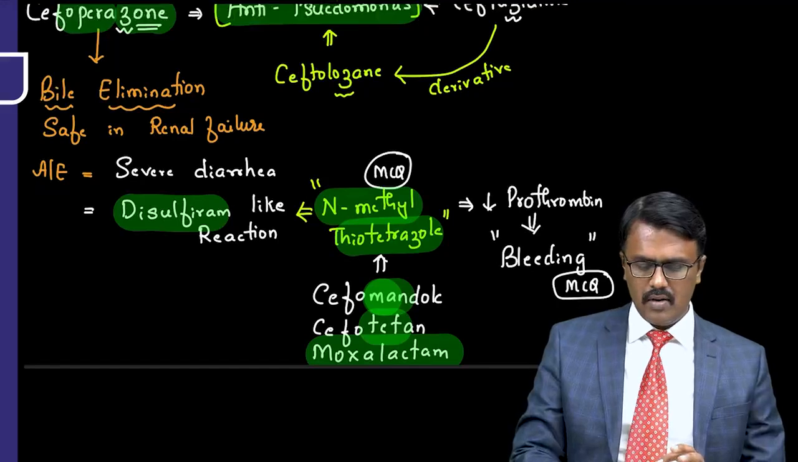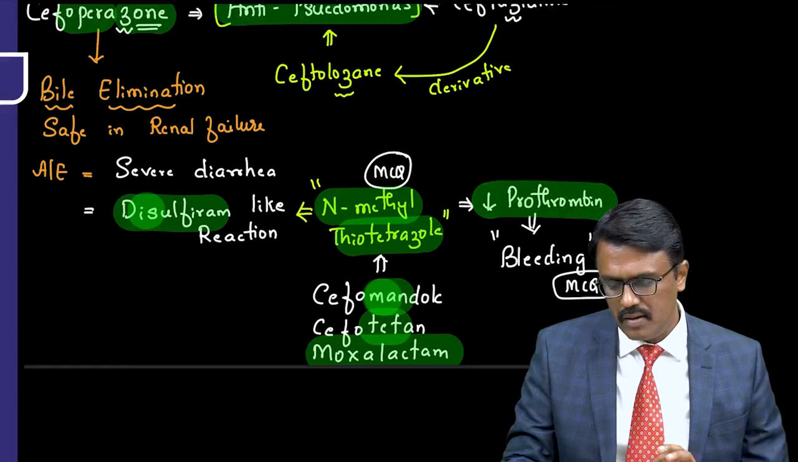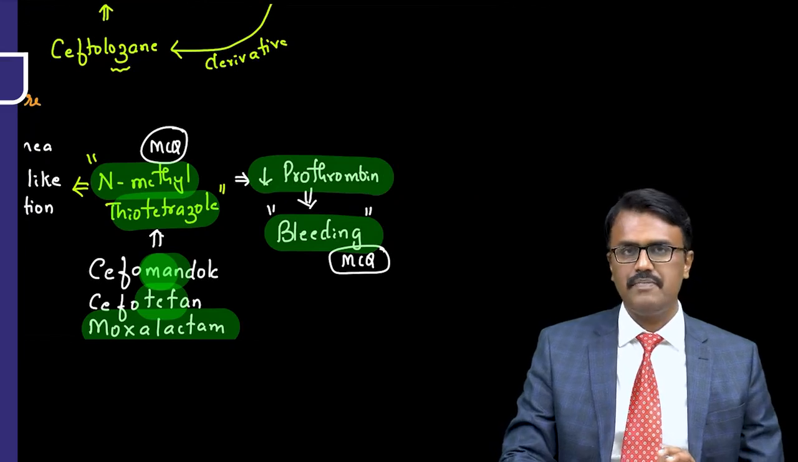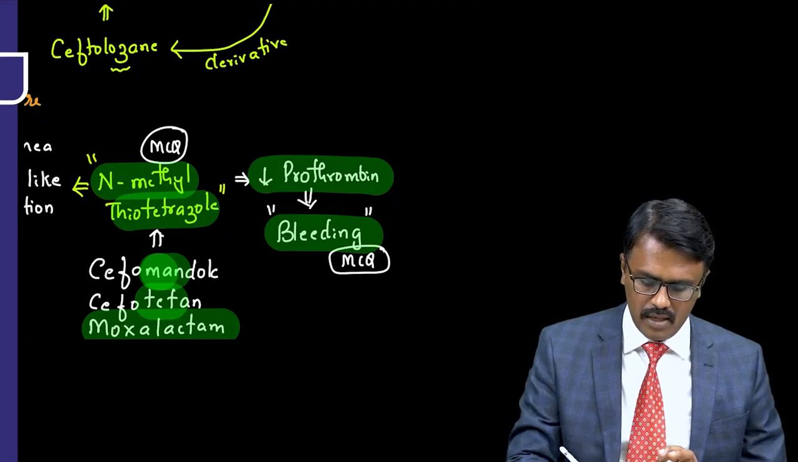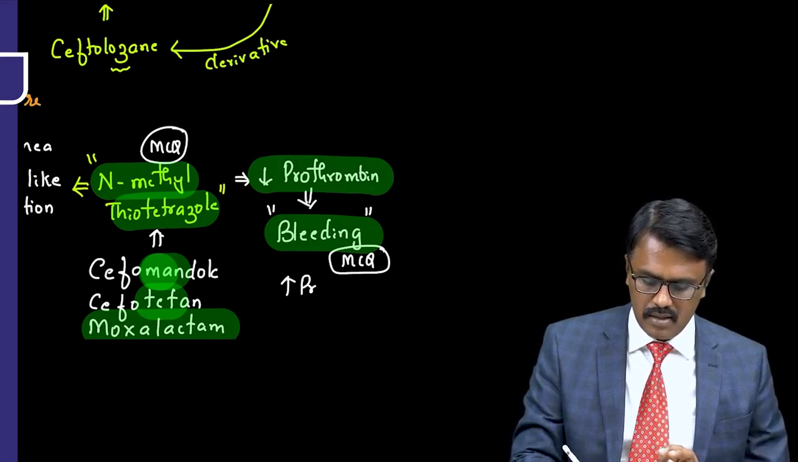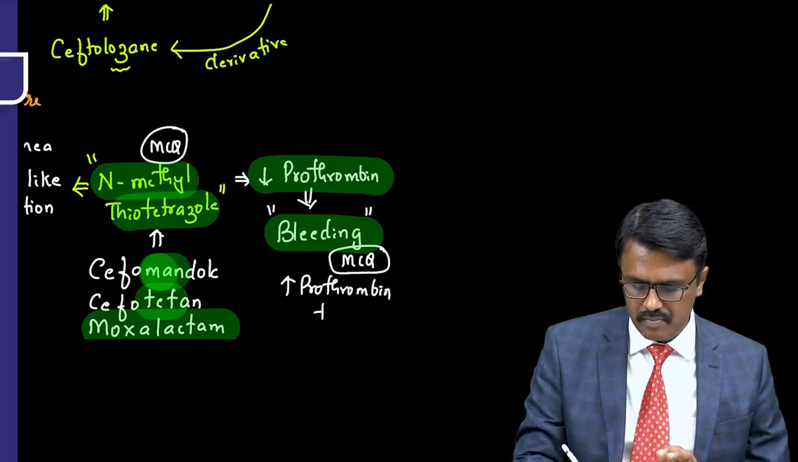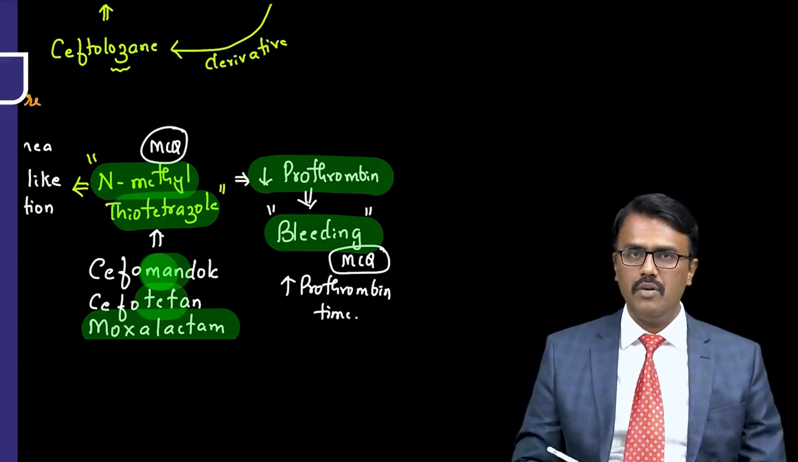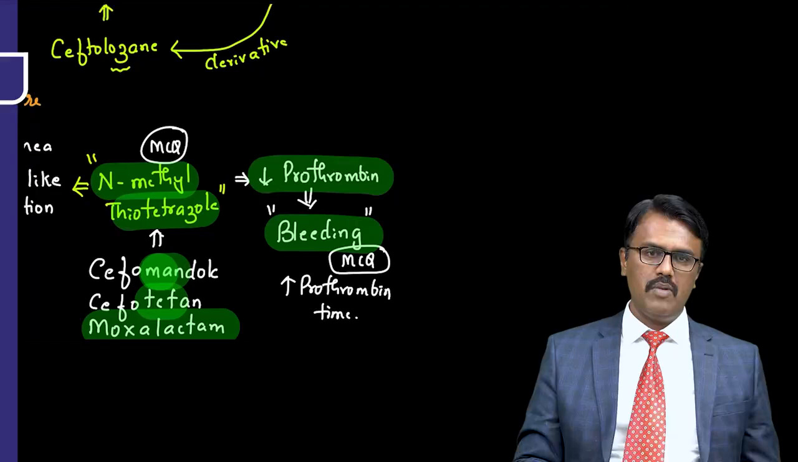So they can cause disulfiram reaction, they can decrease the prothrombin, and they can cause bleeding. So if you're using them with warfarin, there is a risk of bleeding. They decrease prothrombin, and what time do they increase? They can increase the prothrombin time. So that is about cephalosporin, a very beautiful drug for MCQs, and a very beautiful drug covering Pseudomonas.